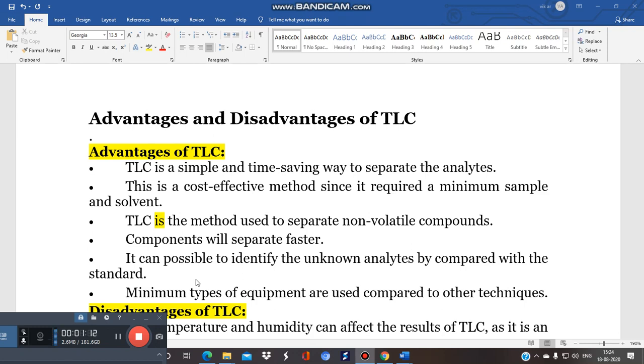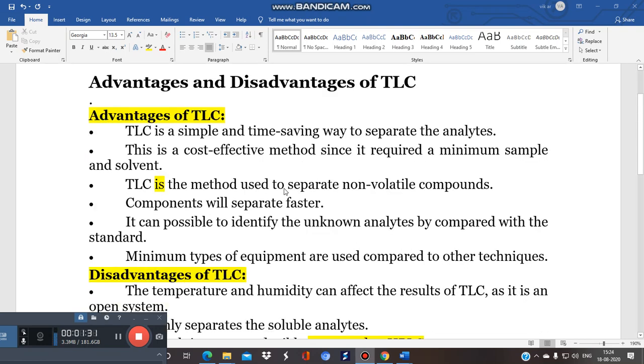We have a TLC procedure for every metabolite. Just say for example flavonoids. Yes, we have a different mobile phase for flavonoids. We have a different detecting or spraying reagent for flavonoids. In the same way, we have different spraying reagents for alkaloids, for glycosides, and so on. So yes, TLC is widely used in phytochemistry. It is the method to separate non-volatile compounds, just like alkaloids, glycosides, carbohydrates, etc.